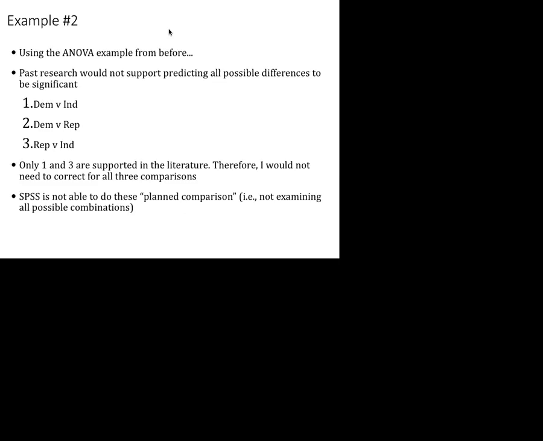So let's see another take on using the same logic. We might be interested in doing planned comparisons. Let's say theory wouldn't suggest that you would make all possible comparisons anyway. And so why do a Bonferroni correction that would cut across all possible comparisons that you're making?